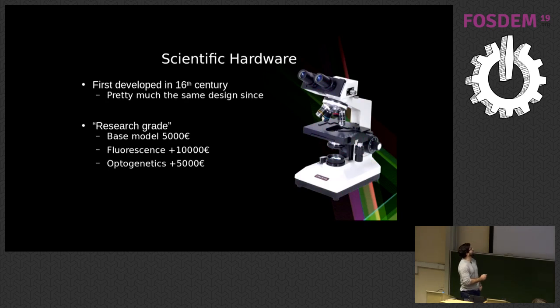So just one example of hardware which is not open. When everybody thinks about a biology lab, this is what people think about, right? So a traditional microscope. This started to be developed in the 17th century. It's pretty much the same design in terms of lens ever since then. And to buy one of these, you need at least 5,000 euros to buy a research grade one.